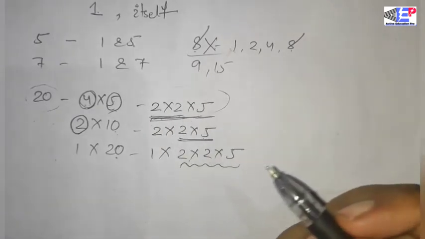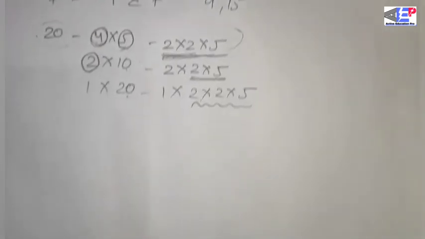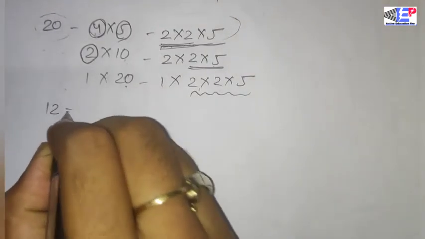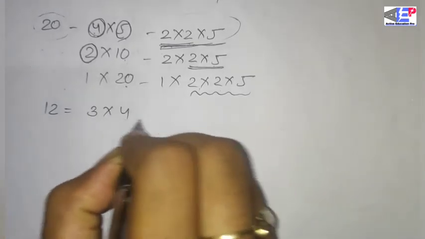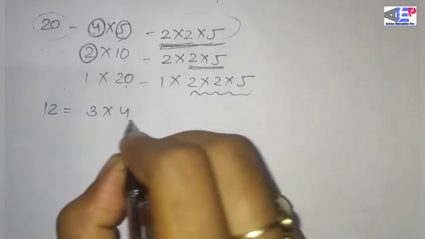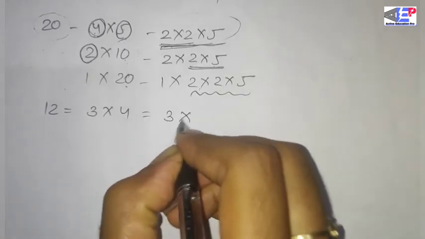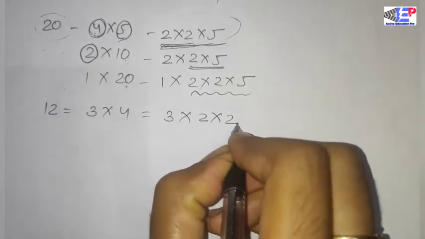Similarly, take another example, 12. You can write 3 into 4. But 4 is not a prime number, 4 is a composite number. So again you can write 3 into 2 into 2. Now check here.